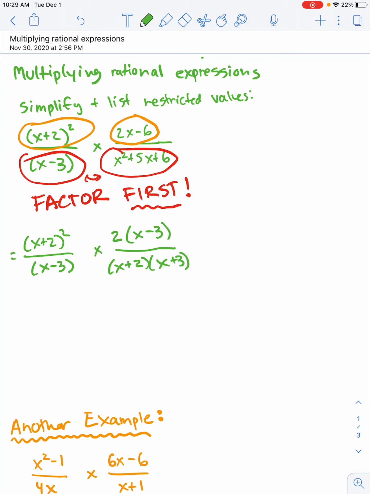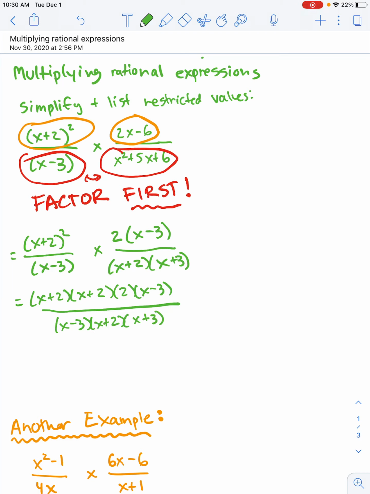Cool. Then we can combine this all into one term by multiplying it. And I'm still not going to FOIL here because now, if we look, we can see common factors in the denominator and the numerator and cancel those out. First, before I start canceling, though, I'm going to look at what my restricted values are because that's what the question asks for.